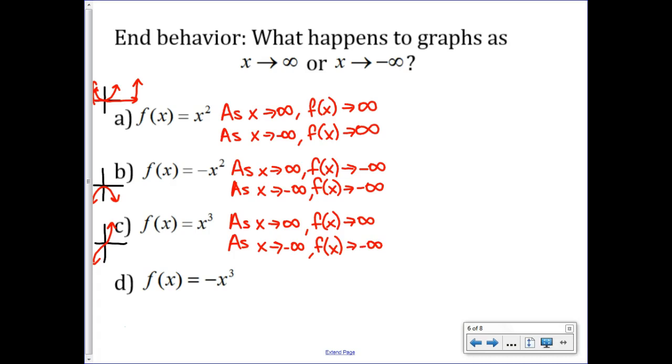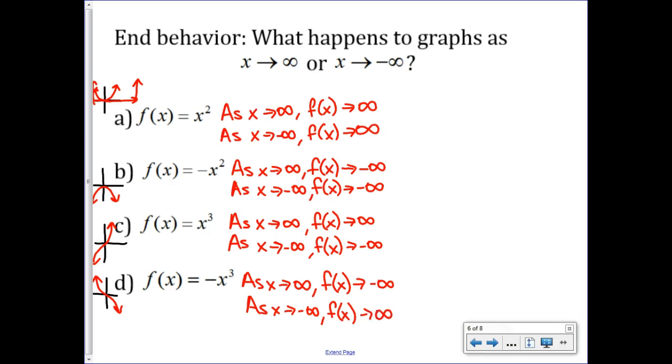Looking at the same thing here, this final graph, we're reflecting over the x-axis. So it looks like this. As x approaches positive infinity, as it's going to the right, it's going all the way down. So f of x approaches negative infinity. As x approaches negative infinity, going all the way to the left, f of x is going up. So f of x approaches infinity.